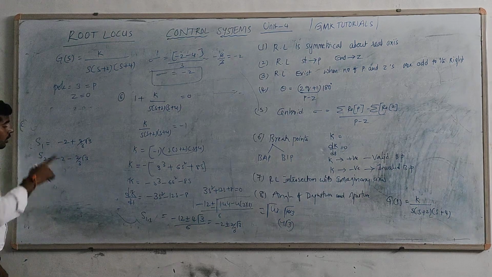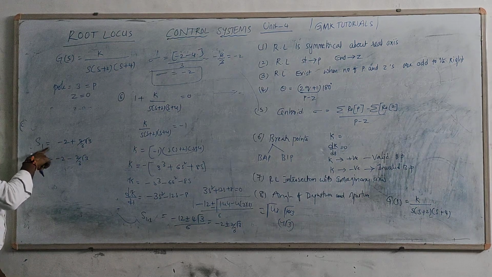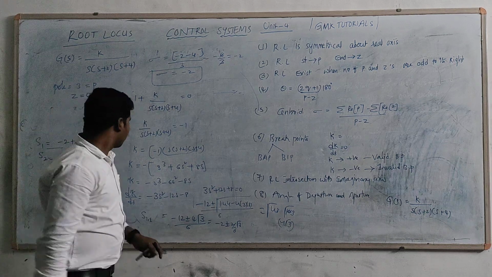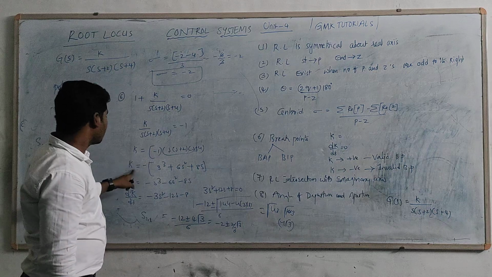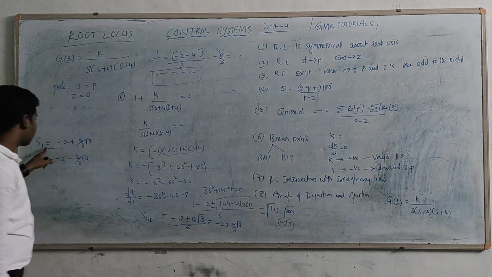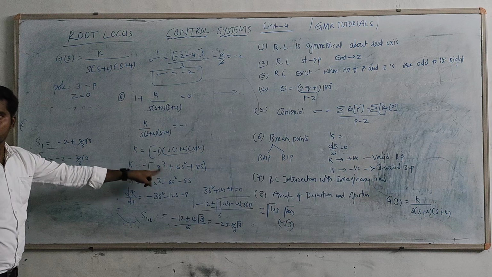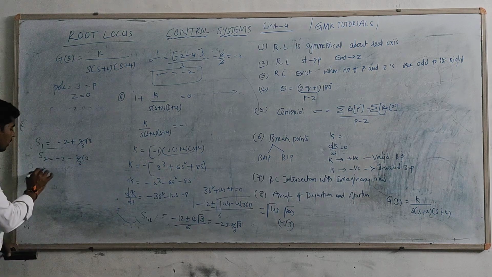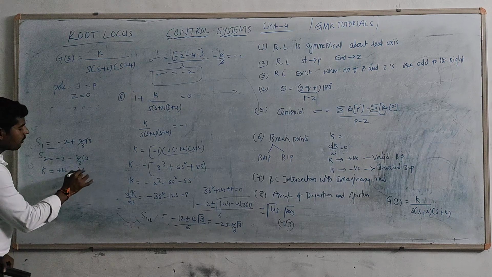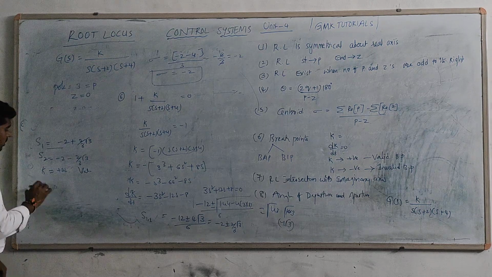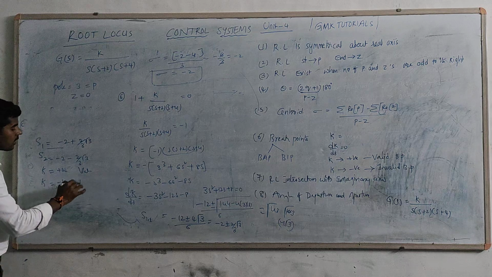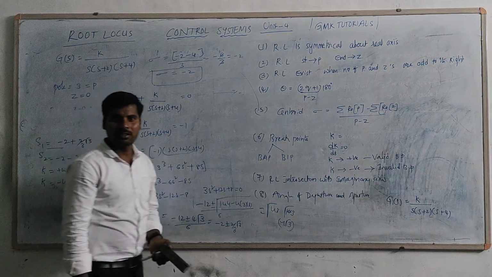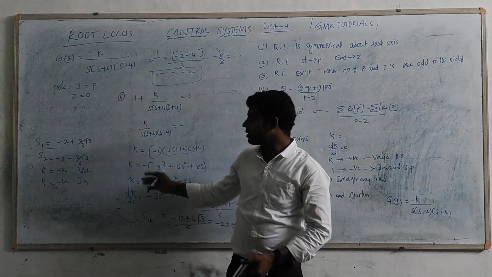If you want to say whether this breakaway point is valid, this S value is substituted in the K equation. You have to substitute this S1 value in this equation and calculate to get a K value. If K is positive, we can say it is a valid breakaway point. If K is negative, it is an invalid breakaway point. It takes a lot of time, right?